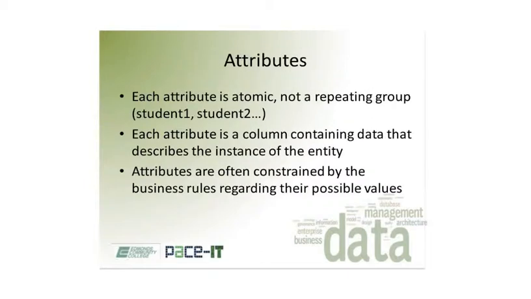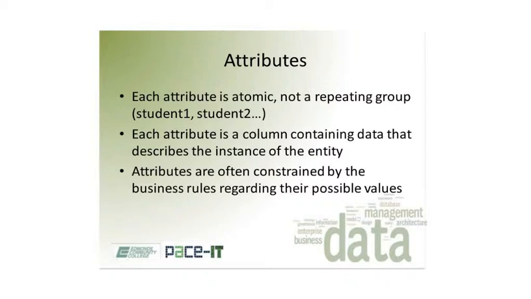Each attribute must be atomic. So it can't be a repeating group like student 1, comma, student 2. The datum in the intersection of row and column must be a single chunk of data. Each attribute is a column containing data that describes that instance of the entity. So it could be a toaster that comes in mauve and green. Well, that'd be two rows, and in the color for the first one it would contain mauve, in the second row it would be green.